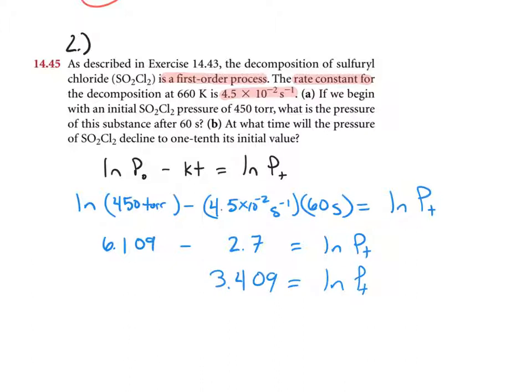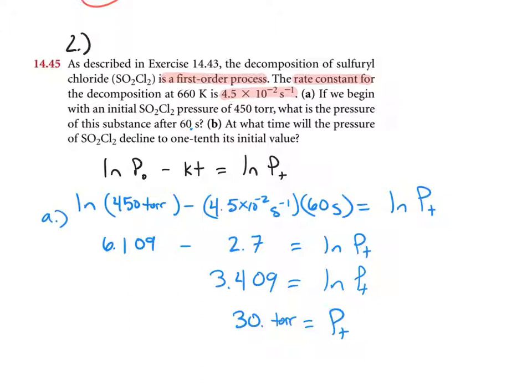So after I quickly subtract 6.109 minus 2.7, I get 3.409 equal to natural log of pressure at time t. I just need to take the inverse of the natural log on each side to isolate p at time t. And my answer is 30 torr. So doing all this, plugging in the numbers, and just solving for p at time t, I should get 30 torr. And I want to use two significant figures because my initial pressure was two significant figures. And this technically is one significant figure, but one sig fig problems are really bad. So I'm just going to add a decimal behind that 0 to make sure it has two significant figures. So that answers part A.